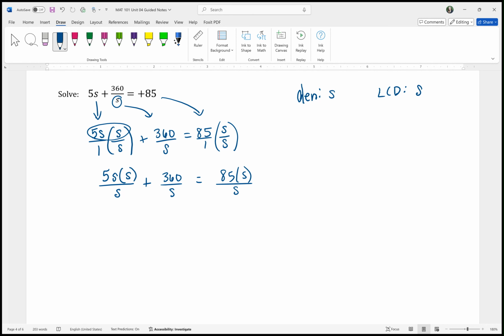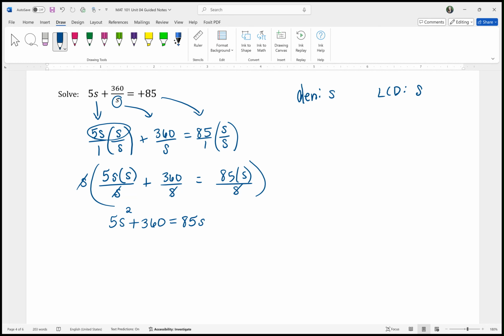Okay, look across there. All our denominators are the same. And so now that they're the same, we're multiplying everything times s, essentially getting rid of all of our denominators. So this s is going to cancel with that one, and that one. And let's write our simplified version of our problem in our next step. So 5s times s is 5s squared plus just the numerator, 360, equals 85s on the right-hand side.